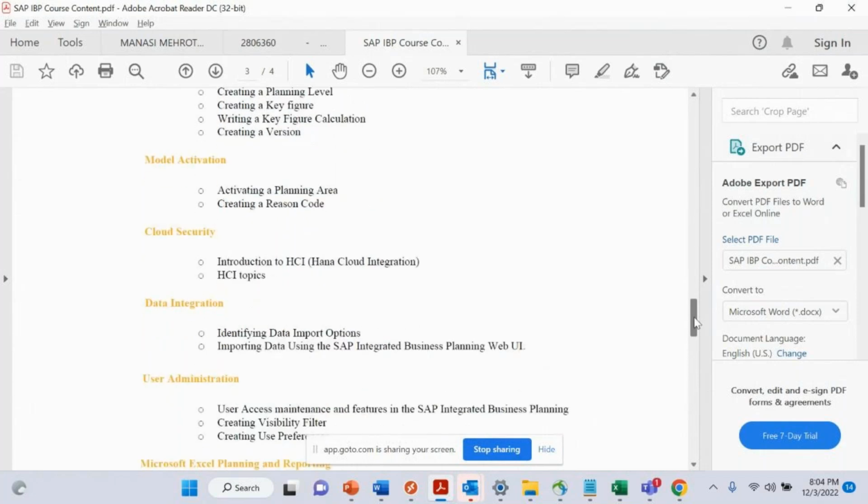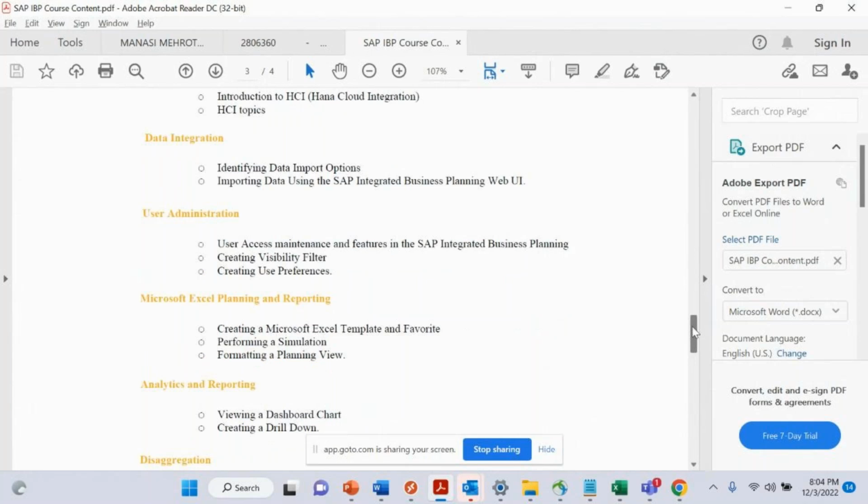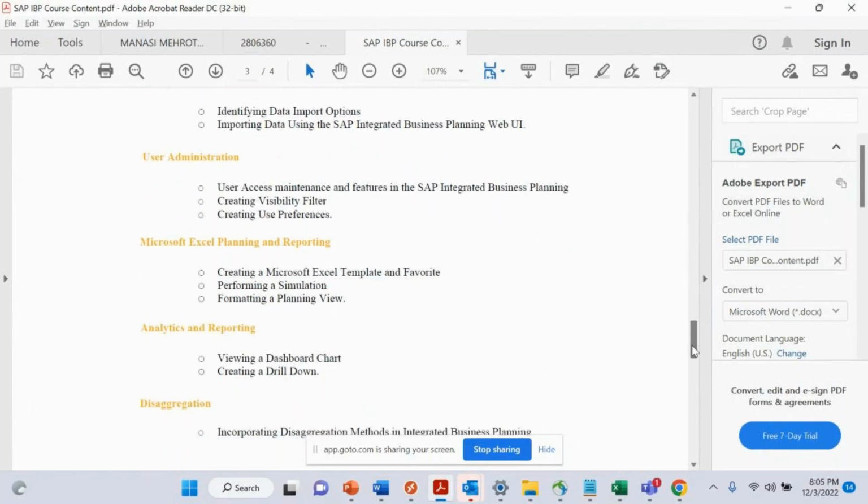Then we will go to HCI, which is now called CIDS. Then data integration: how the data is integrated in IBP and how we can upload files. Then user administration, by creating filters and users, which is the security perspective from the IBP end. And Excel planning and reporting: if you want to do modifications in the Excel planning view, how you can do that.